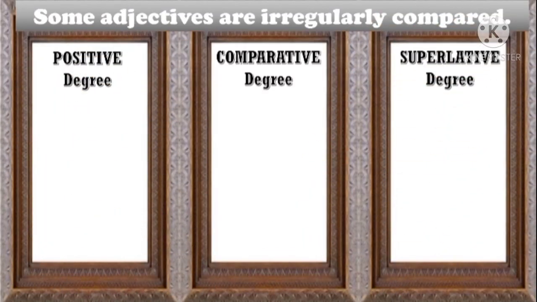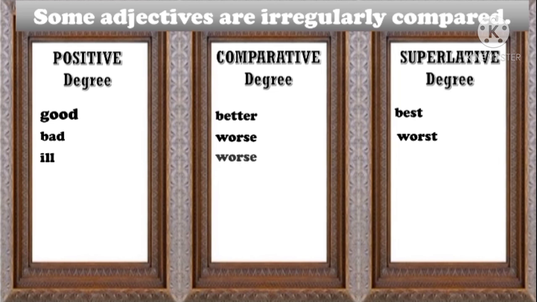There are also some adjectives that are irregularly compared. Examples: good for the positive degree, better for comparative degree, best for superlative degree. If the positive degree is bad, the comparative degree is worse, and the superlative degree is worst. Same with the word ill. In comparative degree, it is worse also, and in superlative degree, it is also worst.